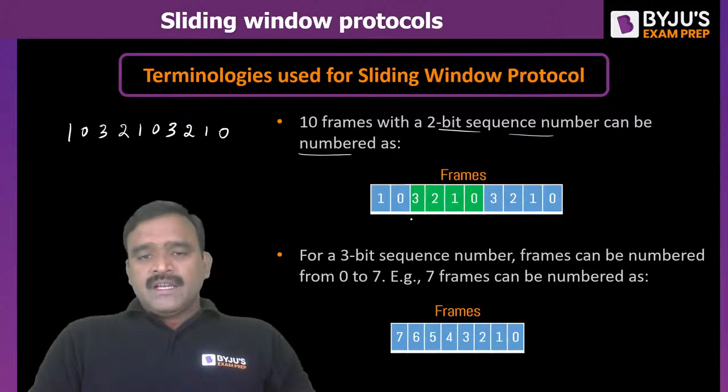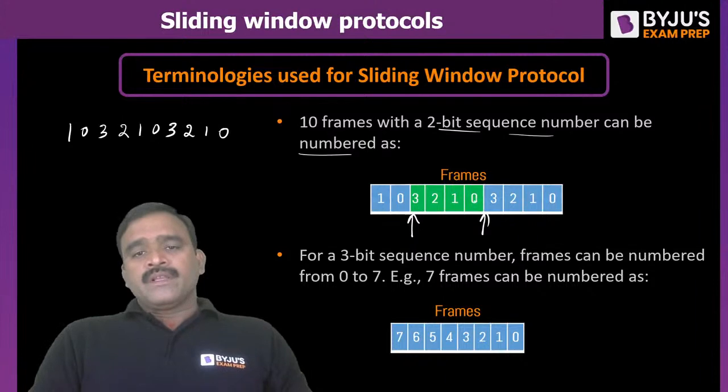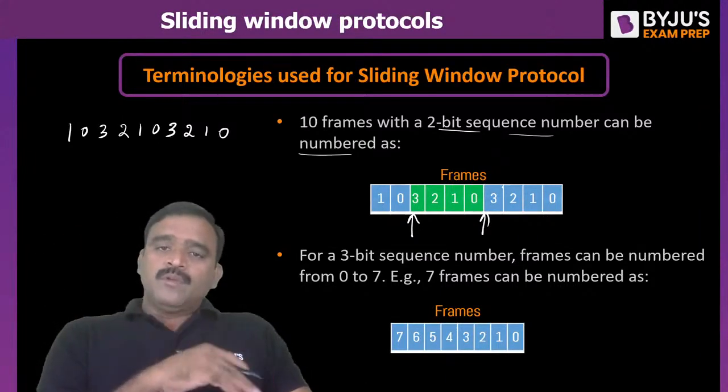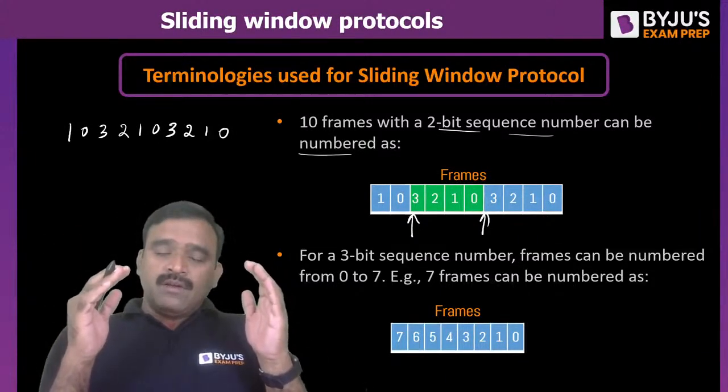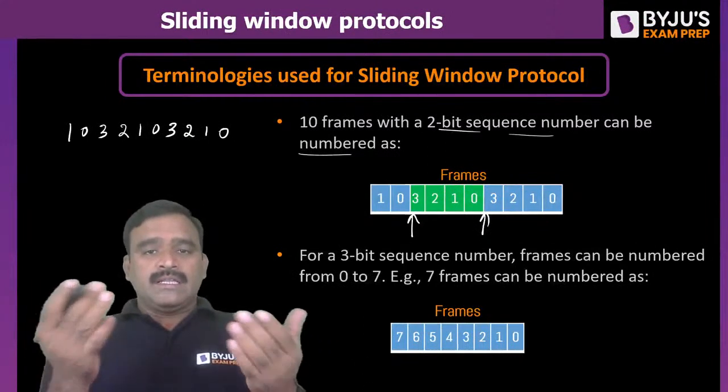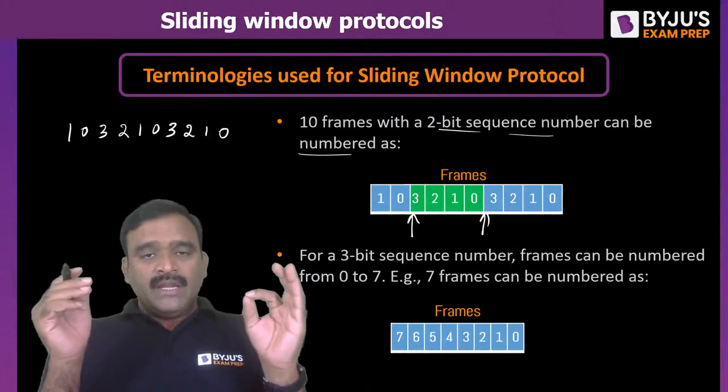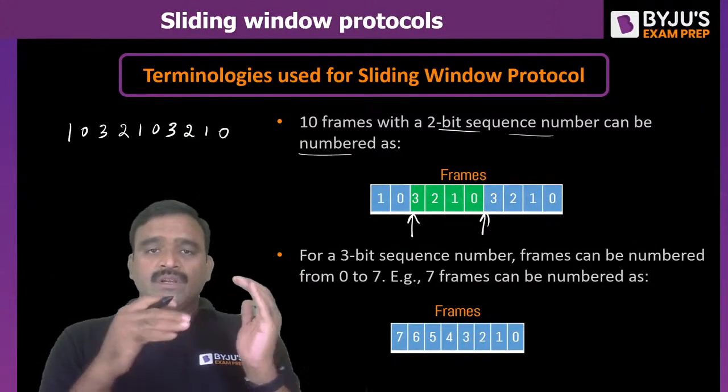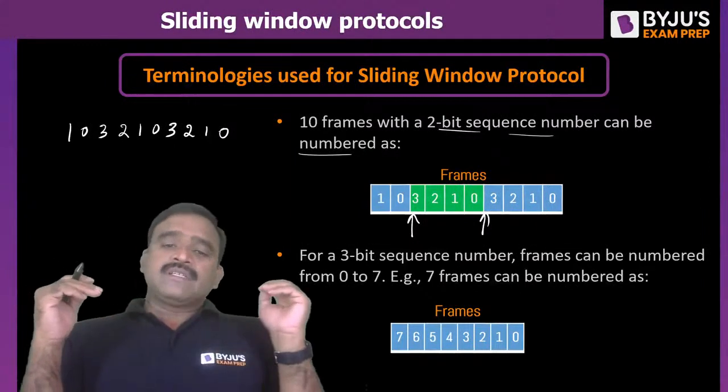So this green color indicates that somewhere the sliding window is here. A sliding window is nothing but a movable window. Only the frames that are available in the window can we transmit at the sender side. At the sender side we maintain the send sliding window. At the receiver side we maintain the receiving sliding window.